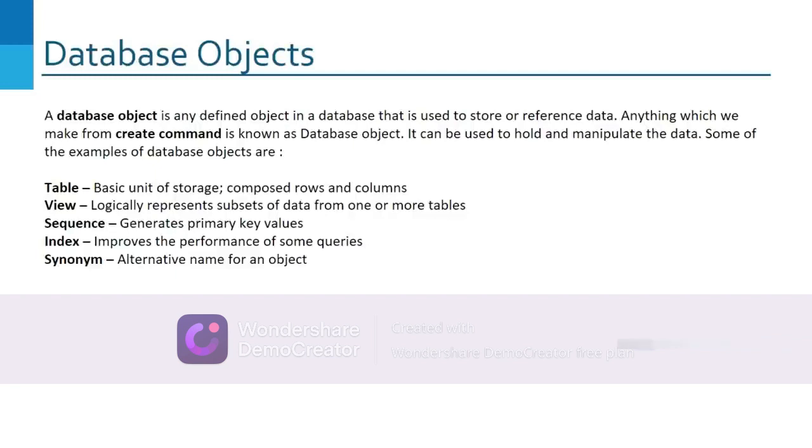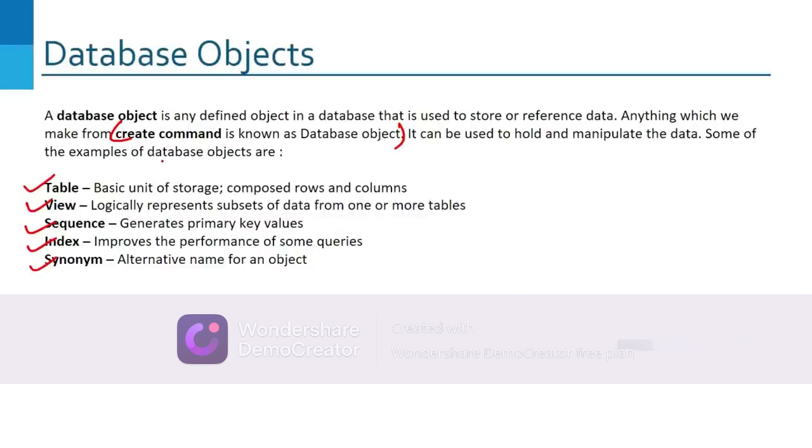Now it is used to store or reference data. Anything which is made from the create command is known as a database object. So anything which you create using the create command is known as a database object. It can be a table also because while creating a table we use the create command. So it can be a table, it can be a view, sequence, index or synonym. Now what are these? Let's understand.